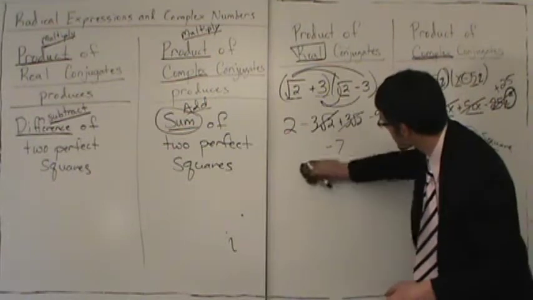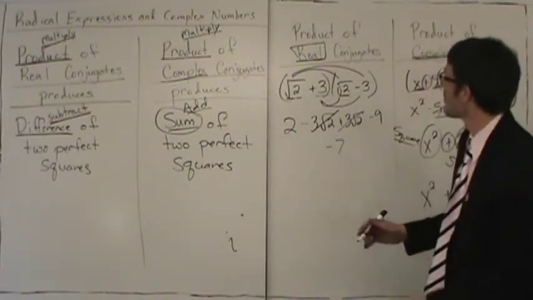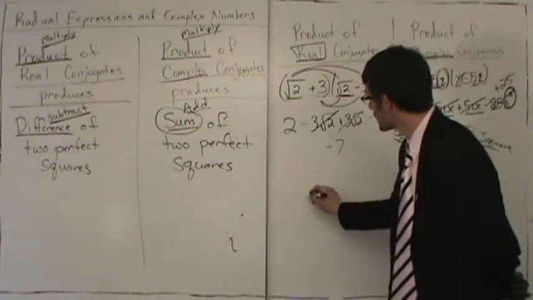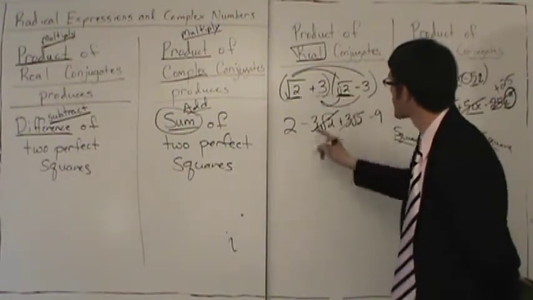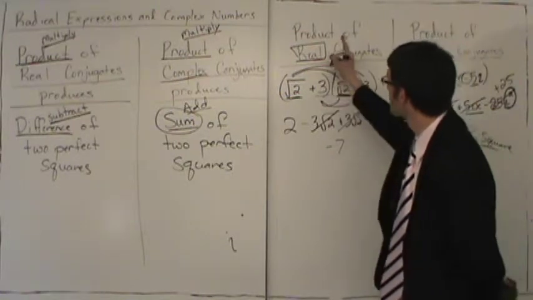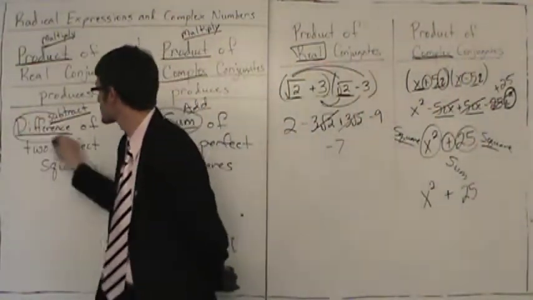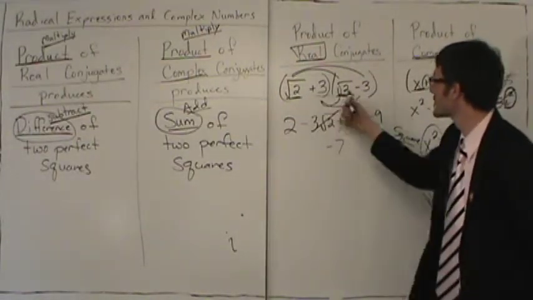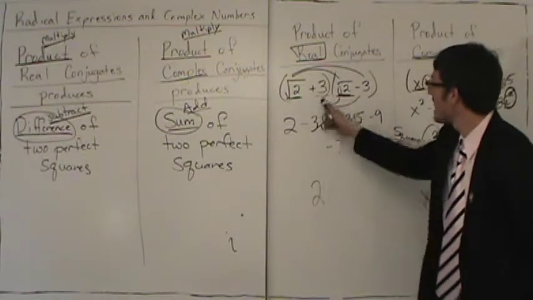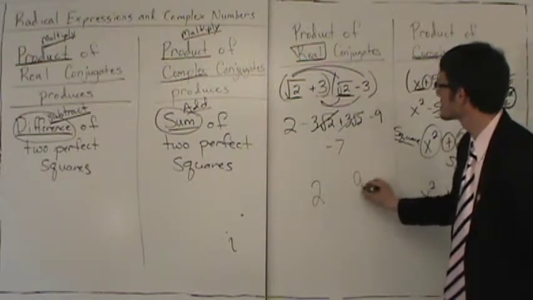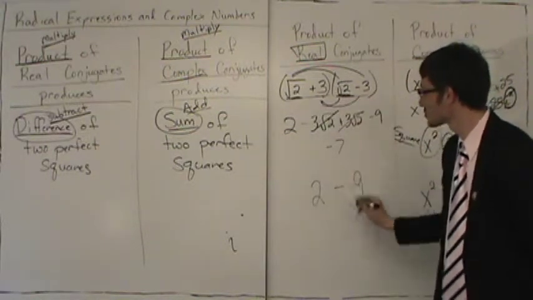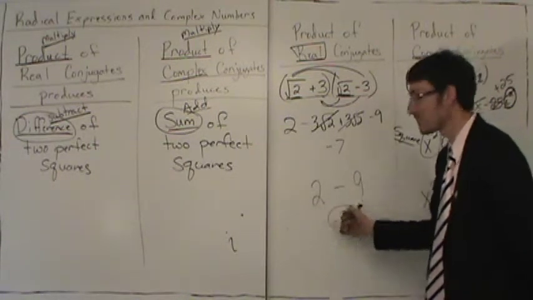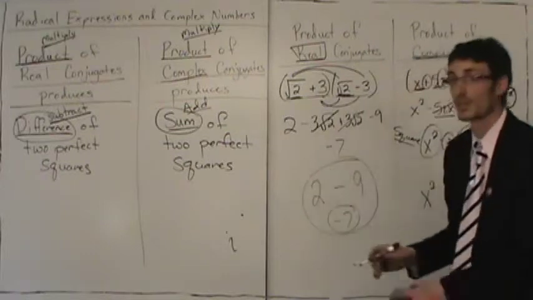Is there a way that we can do this very quickly? Yes. What we can do is simply say, what is the square of root 2, or what is root 2 times itself? So root 2 times root 2, remember that a product of real conjugates produces a difference or subtraction of two perfect squares. Root 2 times root 2 is 2. And the 3 times the 3 gives 9. And since these are real conjugates, we can put subtraction between these. 2 minus 9 gives negative 7, and we're done. It's much faster. So this trick really works.